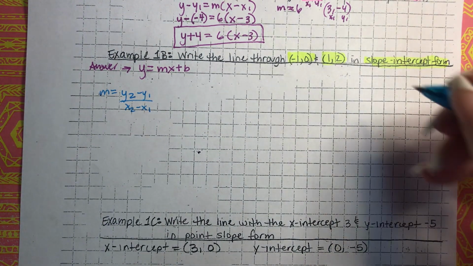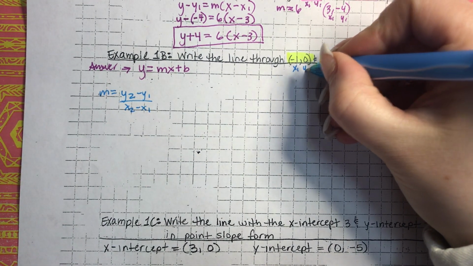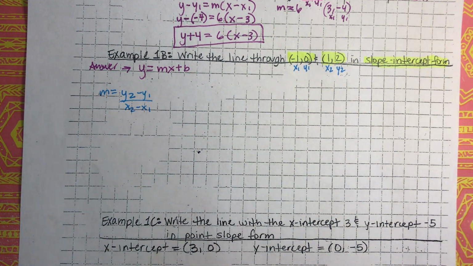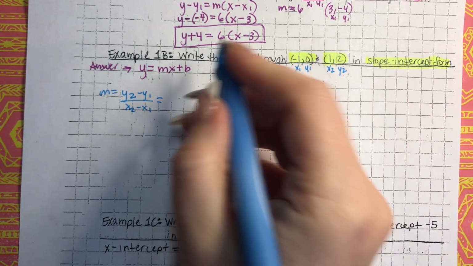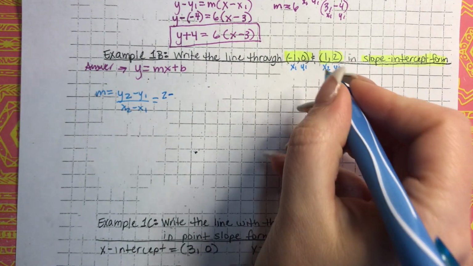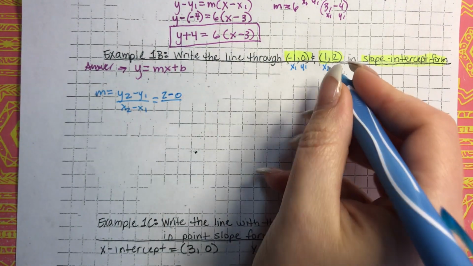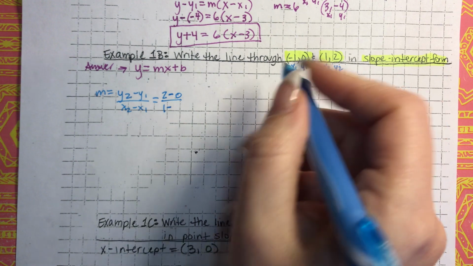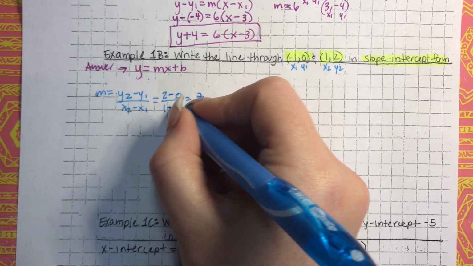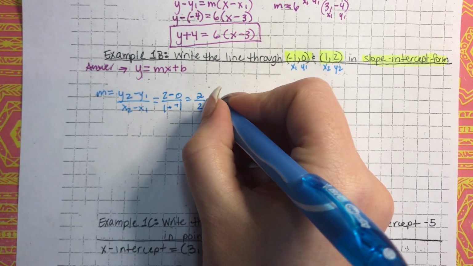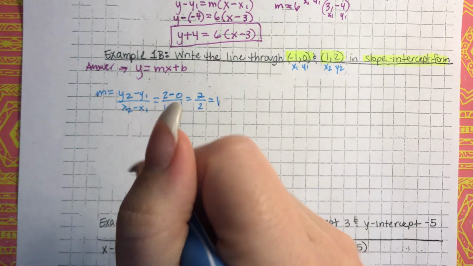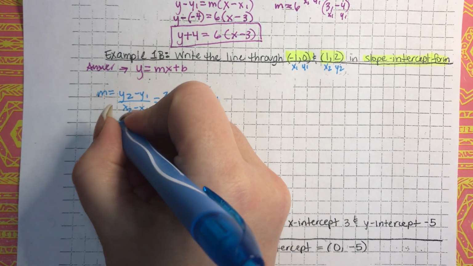All right, and then I'm going to label these. This is going to be my x1, this is going to be my y1, this is going to be my x2, this is going to be my y2. And I'm just going to substitute that information in. So my y2 is 2 minus my y1 is 0, all over my x2 is 1 minus my x1 is negative 1. So that ends up being 2 over, these are plus, 1 plus 1 is 2. 2 over 2, 2 divided by 2 is 1. So our slope is equal to 1.